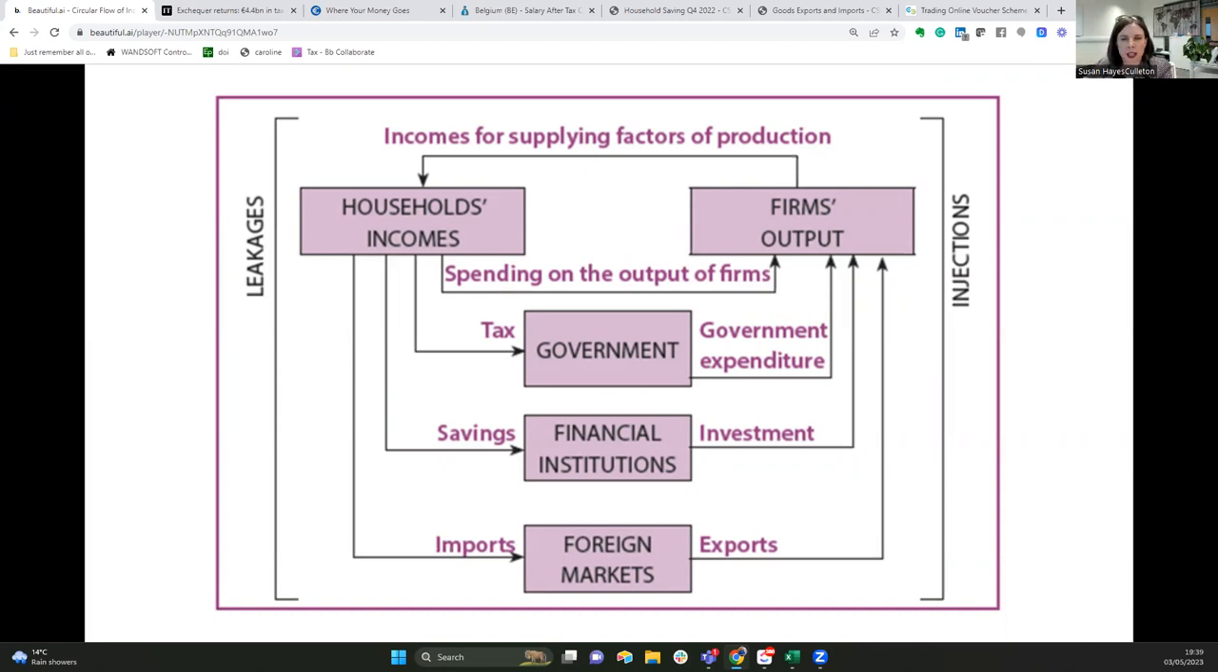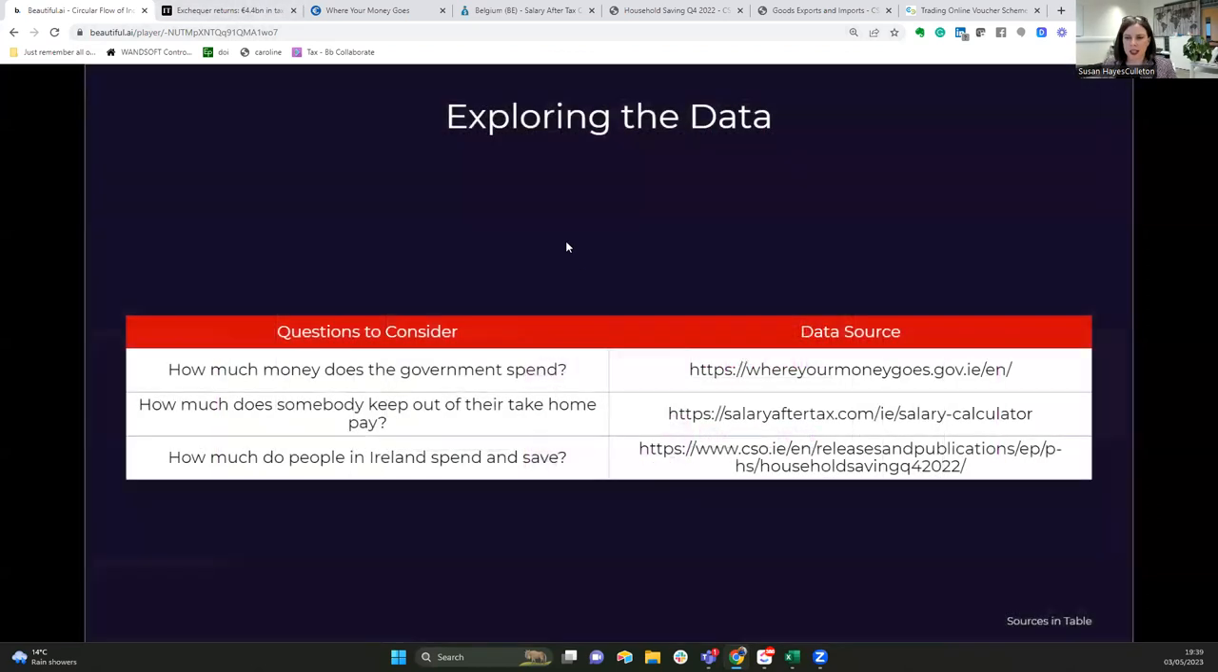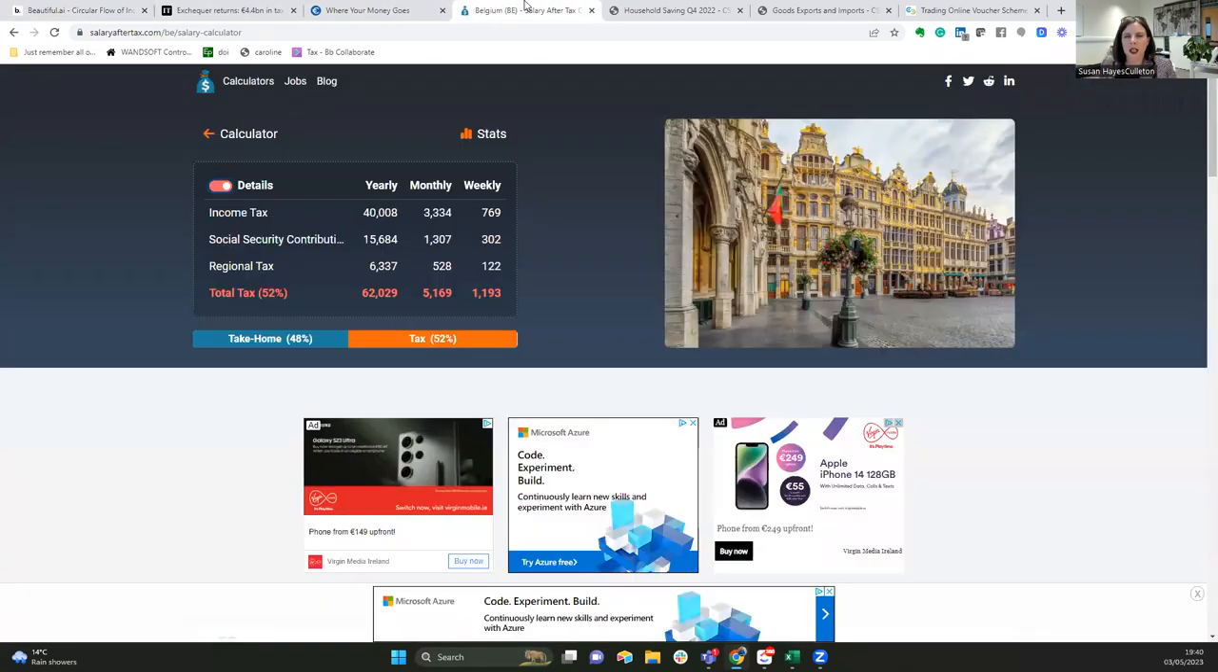How can it make sure that Alan has the best education that he can possibly get? How can the government employ more people to provide more services, or invest in more roads, or build more schools or more hospital beds, etc.? The next question that I wanted to ask is how much does somebody keep of their take home pay? And that's what we already looked at in this case.